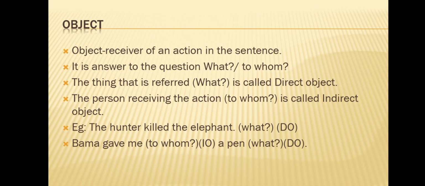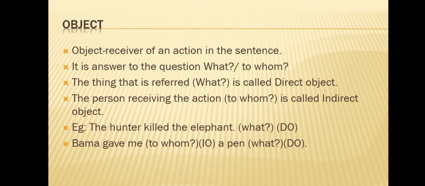You can look at the first example. The hunter killed the elephant. In this sentence, the part, the elephant, answers the question what. The hunter killed what? So if it answers the question what, then it is called a direct object.